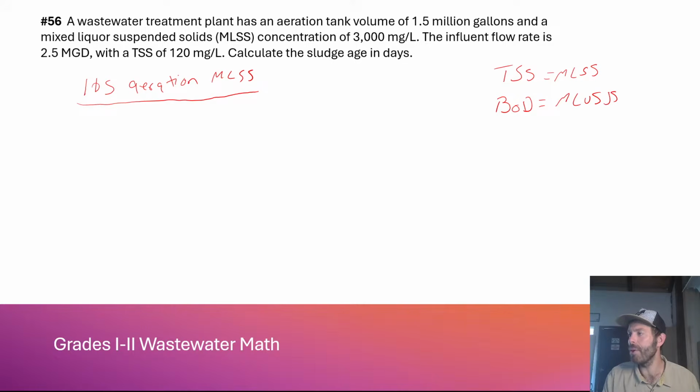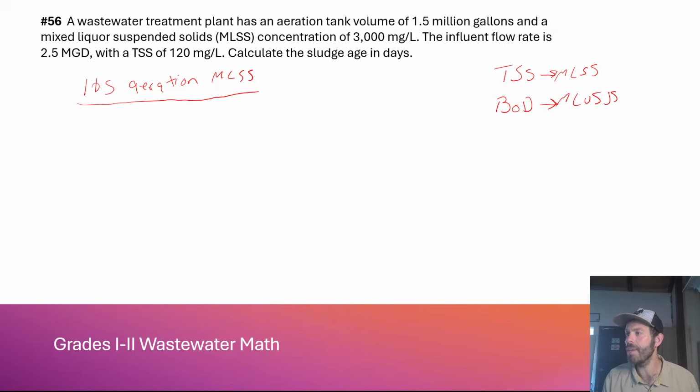I should probably draw an arrow, so that doesn't confuse people who are like, wait, why is he putting an equal sign there? When you're doing a math problem in activated sludge, if it's TSS related, you use MLSS. If you're doing BOD related, you use MLVSS. F to M ratio is MLVSS against BOD. MCRTs and sludge age and SRTs are TSS against MLSS. So there's that. All right.